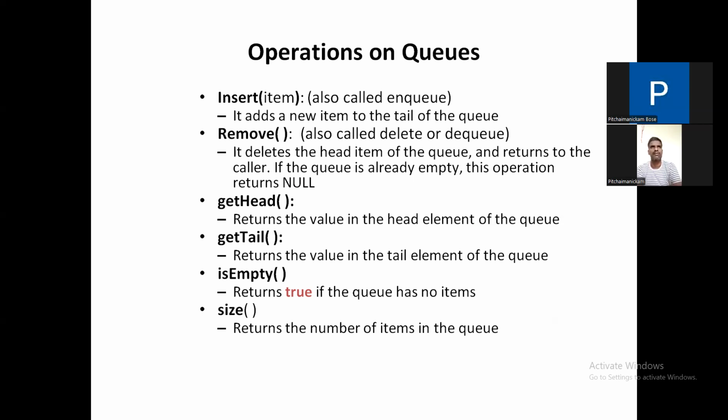If the queue is empty, we can easily insert an element into it. If the queue is empty, it is not possible to delete an element. For these reasons, we need to verify the status of the queue, whether it is empty, and is full also, and size. Size returns the number of items in the queue.